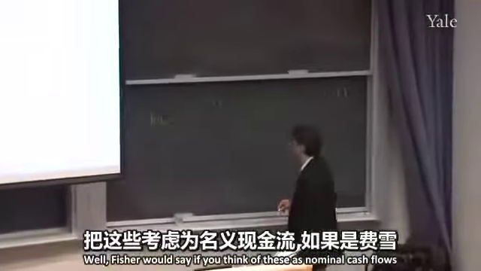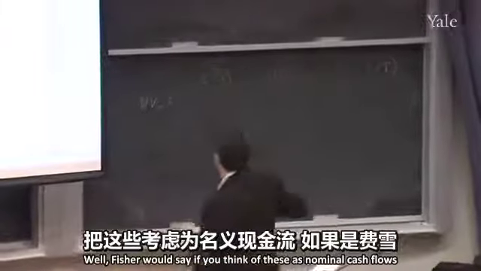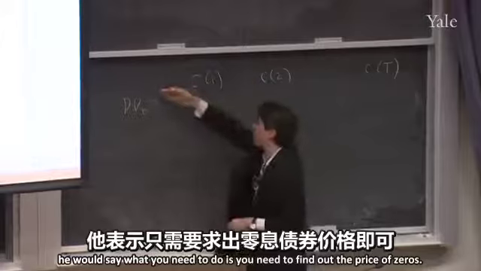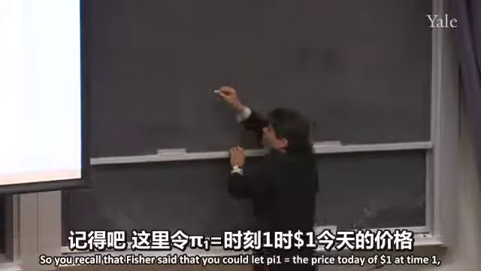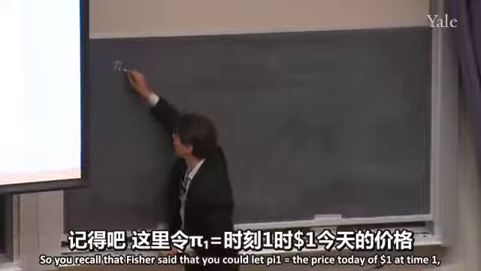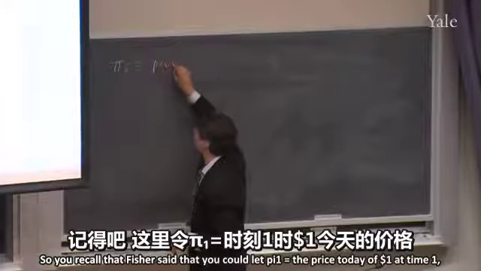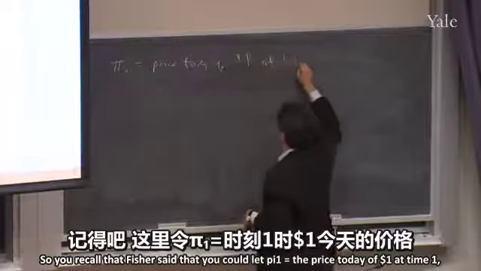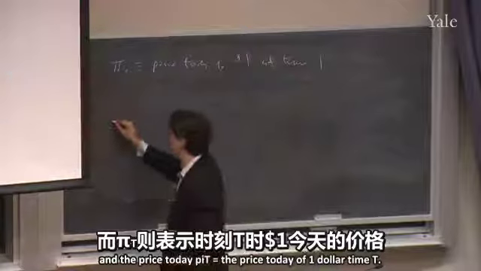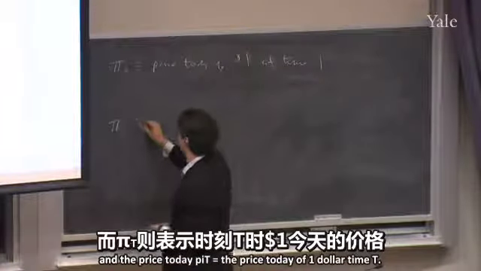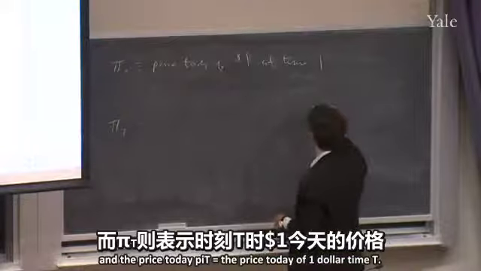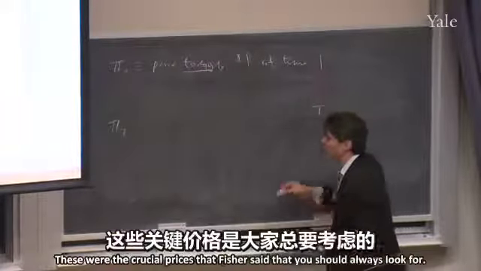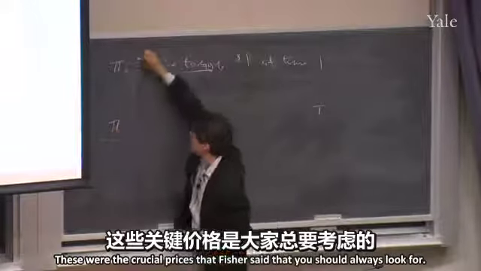Well, Fisher would say, if you think of these as nominal cash flows, what you need to do is find out the price of zeros. You recall that Fisher said that you could let pi 1 equal the price today of $1 at time 1, and pi t equals the price today of $1 at time t. It's the price today of $1 in the future. These were the crucial prices that Fisher said you should always look for.